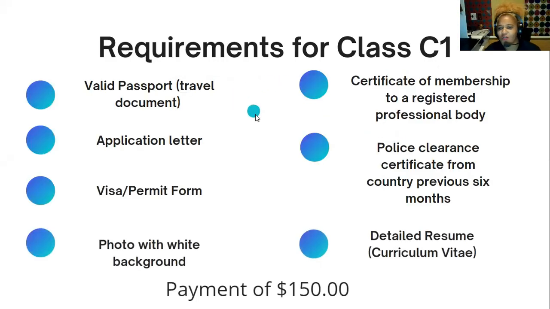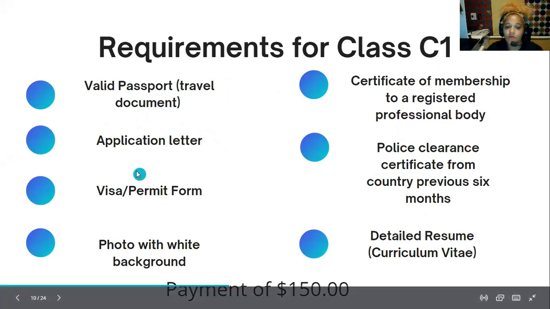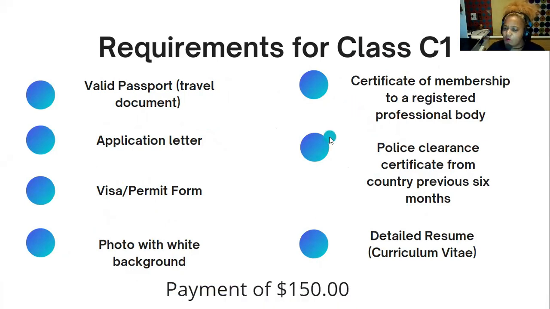And so here are your requirements. You have your valid passport travel document. You have an application letter. And if you watch the next module, I actually show you how to do all of that. You have your visa permit form. You have your photo with your white background. Then you also have a certificate of membership to a registered professional body.